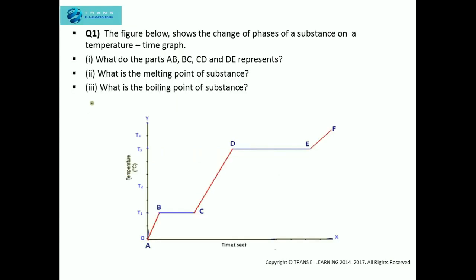The first question. The figure below shows the change of phases of a substance on a temperature time graph. You can see here the temperature time graph where temperature is taken on the y-axis and the time is taken on the x-axis. So we need to figure out what the parts AB, BC, CD, and DE represent, and what is the melting point of the substance and what is the boiling point of the substance. So let's start this question.